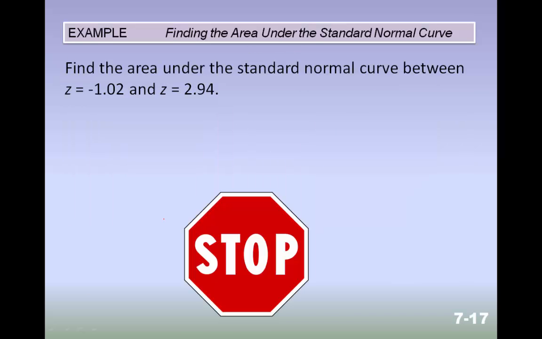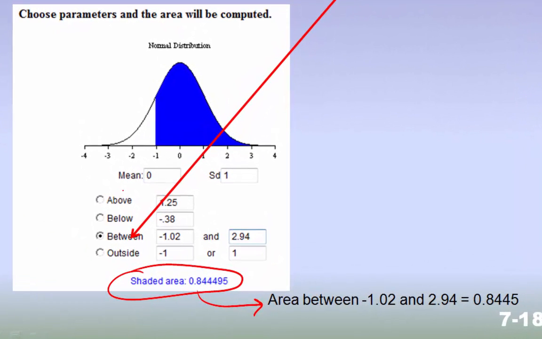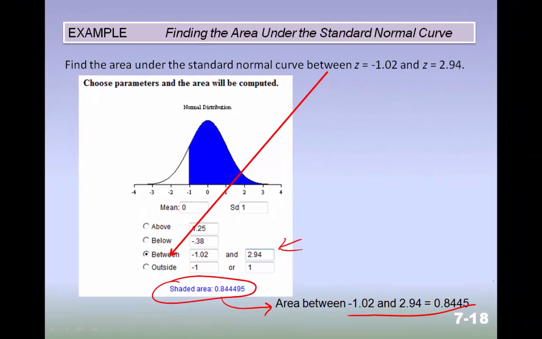Find the area under the standard normal curve between z equals -1.02 and 2.94. So this is a between problem. Stop and see if you can work it. So we use the between section on the website. Type in our -1.02 and 2.94, and it tells us that the shaded area, which it shows us, is 0.844495. So the area between -1.02 and 2.94 would be 0.8445.